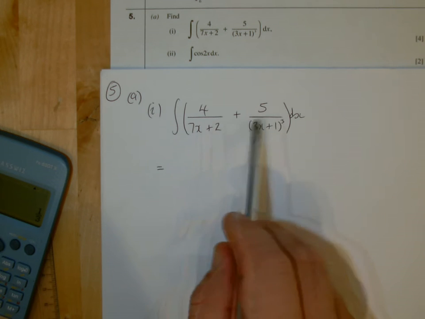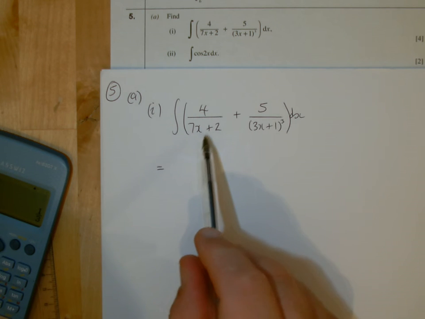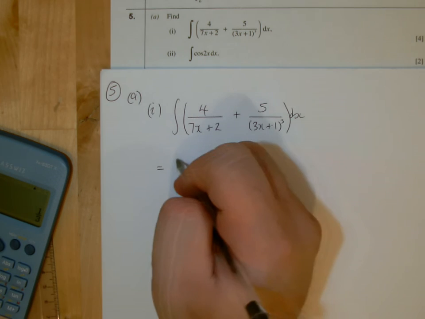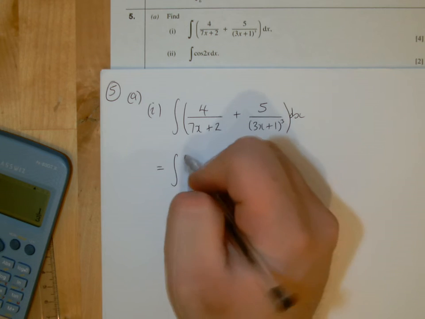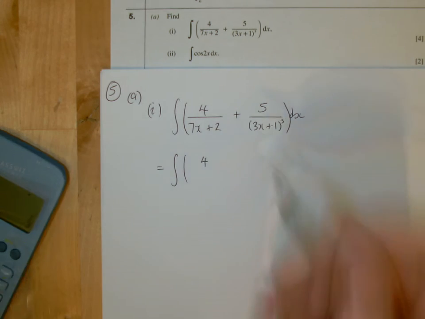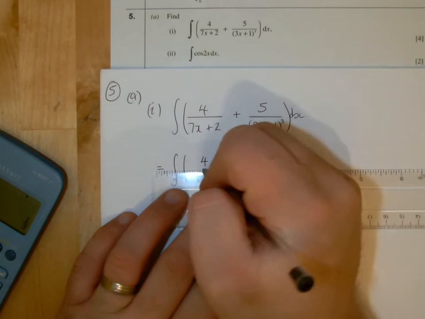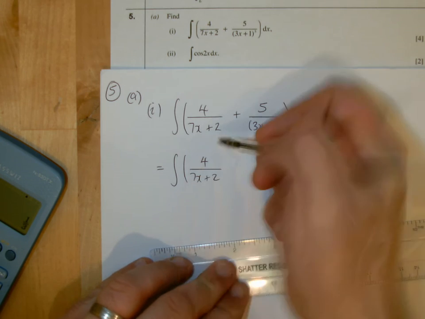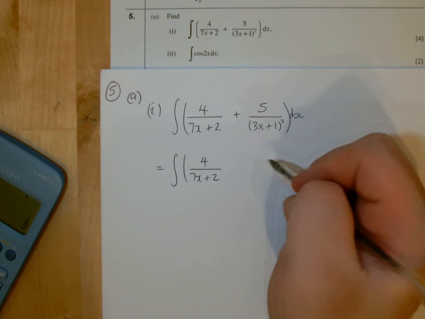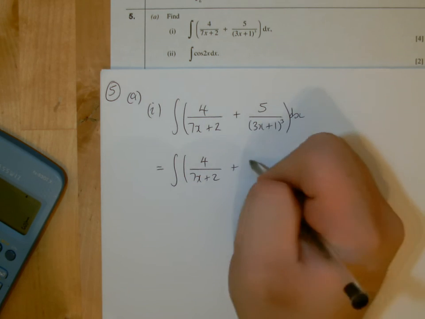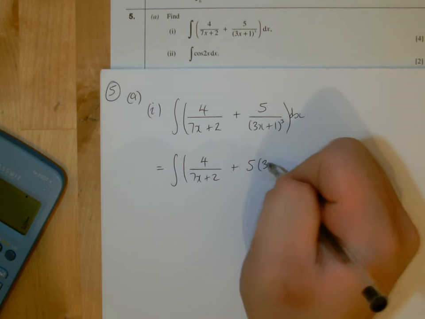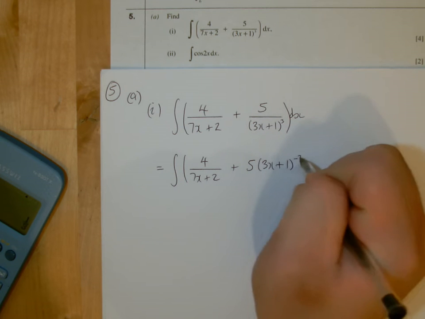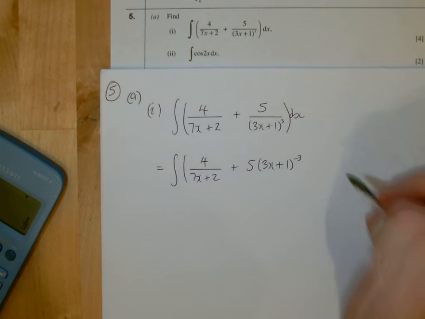Okay, so here we've got two terms to integrate. Now we're probably better off rewriting this so that we've got, well, let's keep the first fraction as it is, because there's a linear term on the bottom, so we're going to have to use ln. Let's rewrite the second term. We'll take that power up, so it becomes -3.